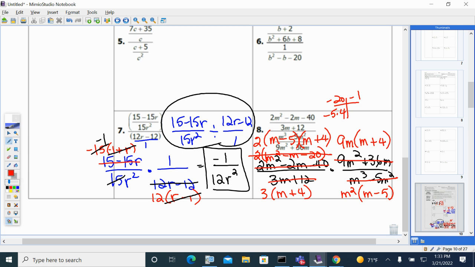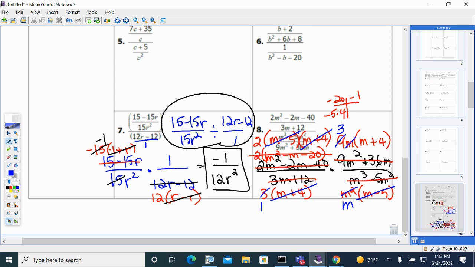So now what we want to do is go through and start canceling. So your m minus 5s are gone. Your m plus 4, whether you want to cancel that bottom with its top, totally up to you. The 3 and the 9 are going to reduce. The 3 becomes 1, 9 becomes 3. And then the m cancels with an m in the denominator. All right, I think I've got everything canceled that can cancel.